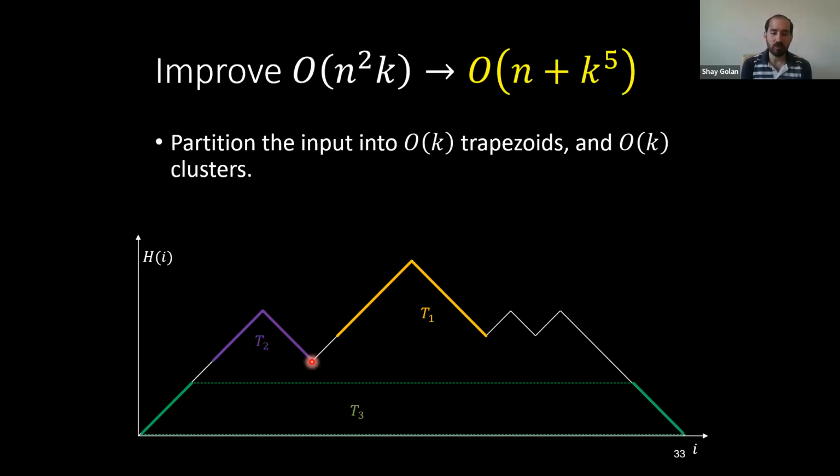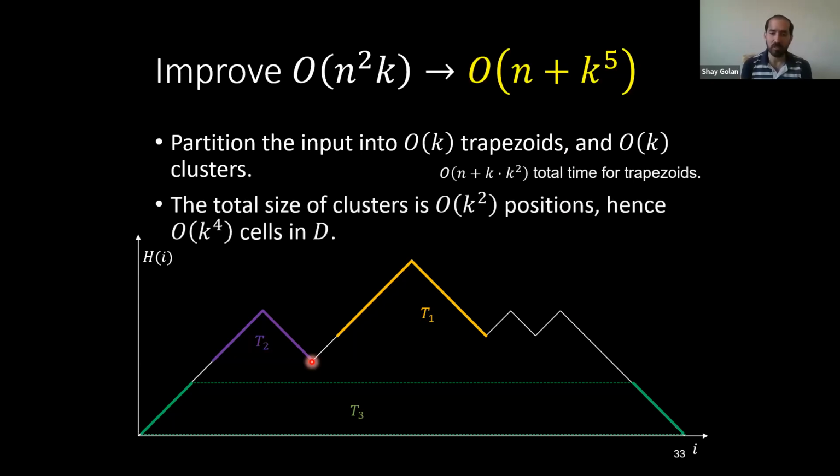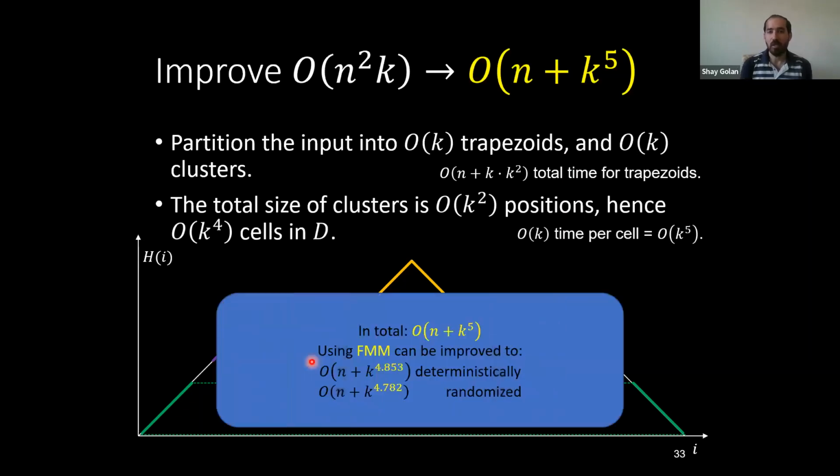And therefore the trapezoids are solved as we described earlier with the Landau-Vishkin algorithm, and all the other positions are positions in regions which we defined as clusters, and we have the property that the total size of the clusters is order of k squared positions. Therefore, even if we consider all the pairs of substrings that begin at one white position and end at one white position, it's only k to the 4 cells, and therefore we get order of k to the 5 computation time, by k time per cell. In total we get n plus k to the 5, which we can improve slightly if we use fast matrix multiplication, and that's it.